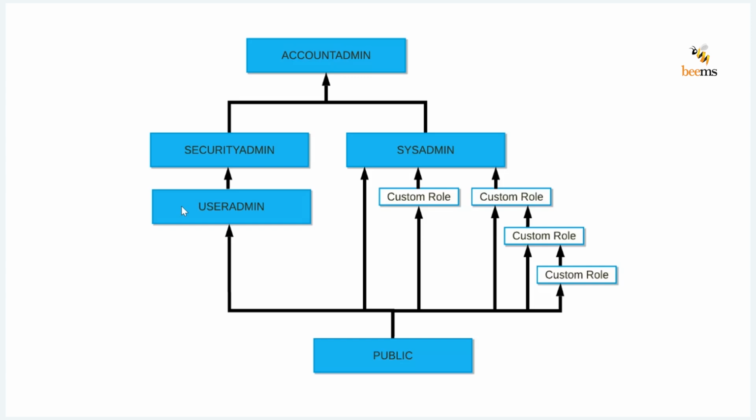So this is a default access. This is a tree-like structure. Account admin has all the access, that is, it has security admin, system admin, and user admin. Security admin and sysadmin have all the access that user admin and public have. So like that, they have the hierarchy. Okay.